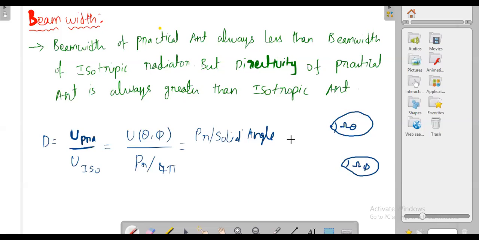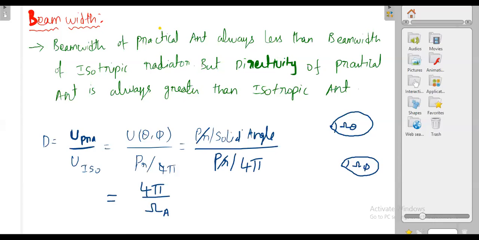Then very simply, if we combine these two, that is the 3D case. In the 3D case we call it a solid angle, but we do not know what that solid angle is. But one thing is very clear: the power radiated is the same in the practical case as well as in the isotropic case. So power radiated divided by solid angle, and power radiated divided by 4 pi, then P_R cancels. Finally you get 4 pi divided by the solid angle. In antenna theory the solid angle notation is written like this, omega A. This is the 3D solid angle.